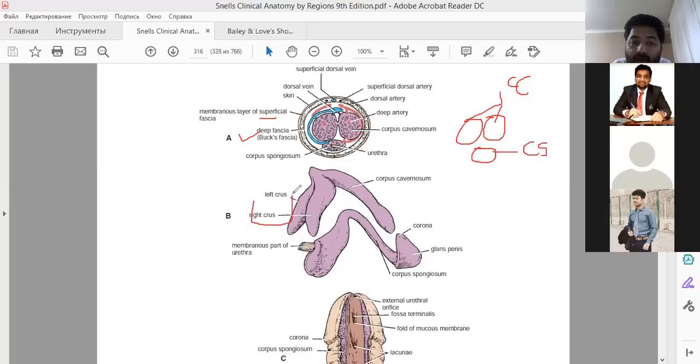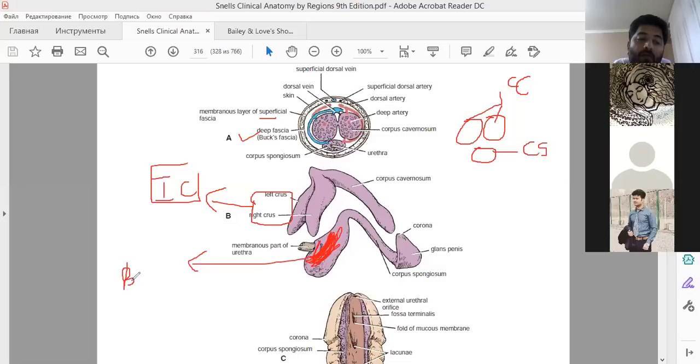We yesterday said that the right and left crura of the penis are covered by the ischiocavernosus muscle, and the bulb of the penis, not bulb of the urethra, is covered by the bulbospongiosus muscle. In female, the crura form the right and left crura of the clitoris, and the bulbospongiosus covers the bulb of the vestibule.